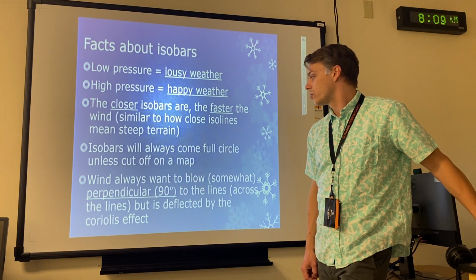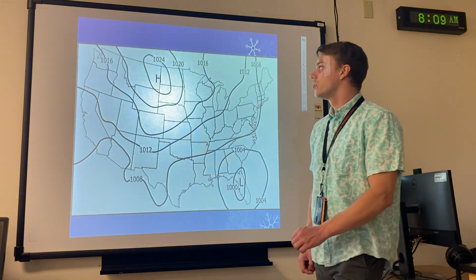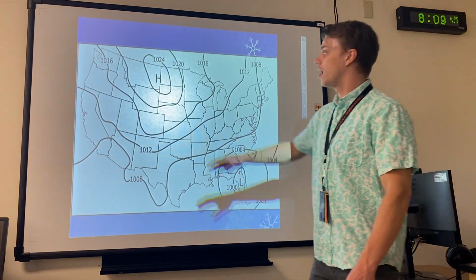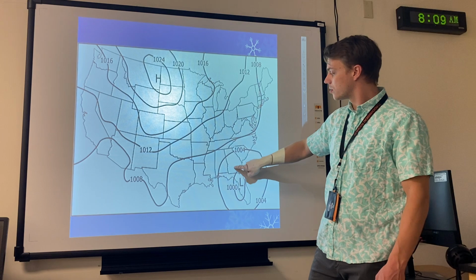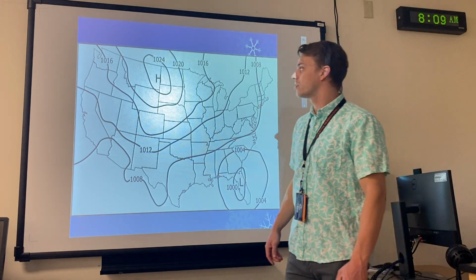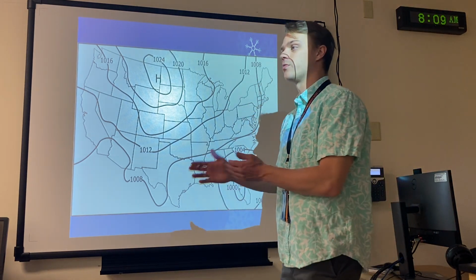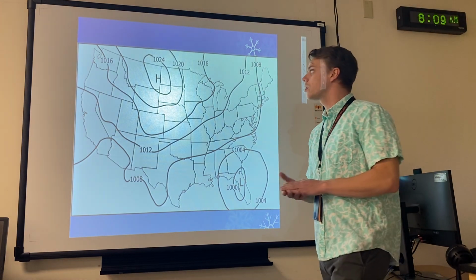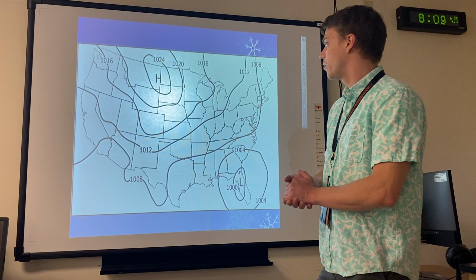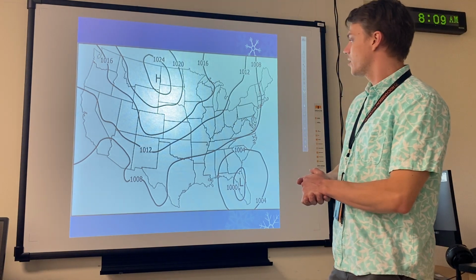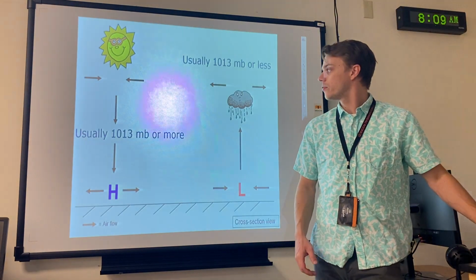And wind will usually blow perpendicular to those lines. Wind blows from high pressure to low pressure, so the wind would cut across like this. Now, there's also the Coriolis effect, which causes the winds to curve, but for now, we'll just be talking about wind blowing from high to low. So there's a few things I want to point out. This map's not so great for it. Let's take a look at a different map.